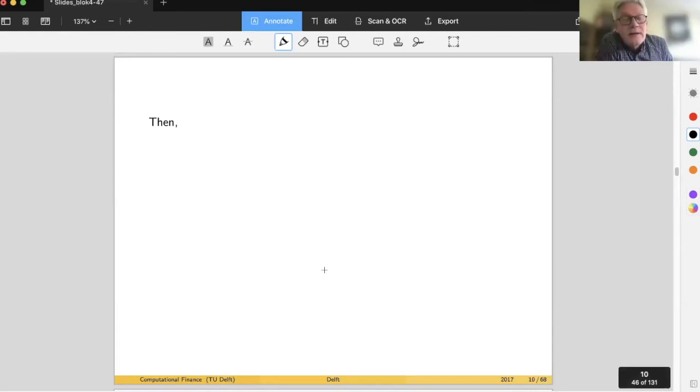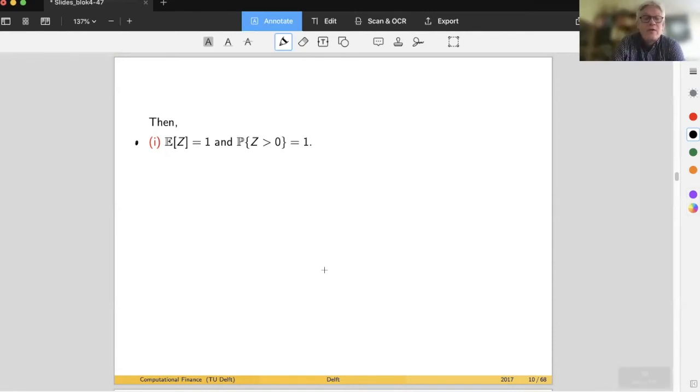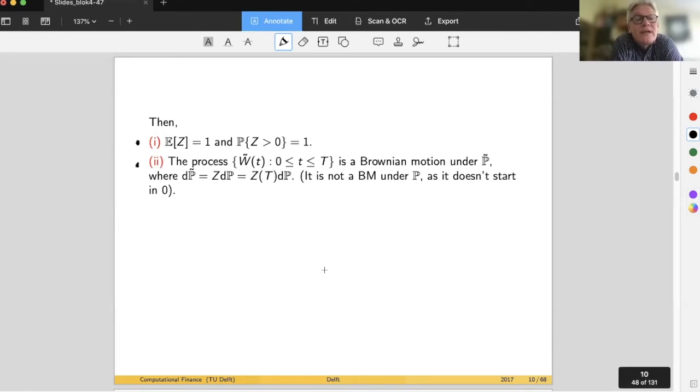Then Girsanov's theorem in one dimension tells us that, first of all, the expected value of Z is equal to 1, and that the probability of Z greater than 0 is equal to 1 almost surely. Moreover, it tells us that the process W tilde_t, where little t runs from 0 to capital T, is a Brownian motion under P tilde, where dP tilde is equal to Z dP, and in our notation that is equal to Z_T dP.